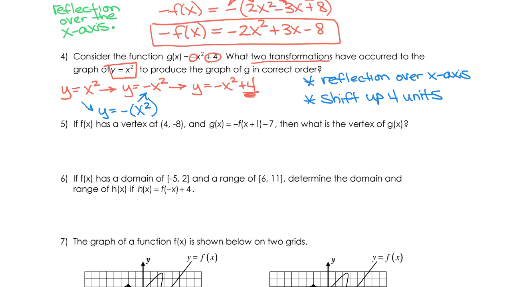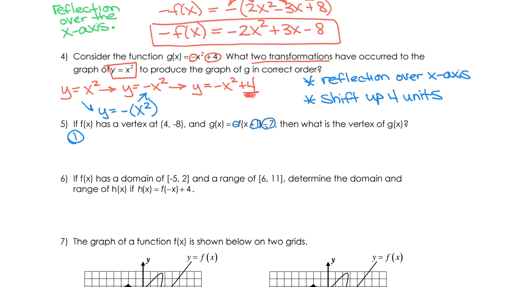So then number 5, it says if f of x has a vertex at (4, negative 8), and g of x equals, then what is the vertex of g of x? Ooh, okay, so we got a bunch going on in here. We have the negative, we have the plus 1, and we have the minus 7. Remember, anytime it's grouped with x, that has to be talked about first. So that's going to be our very first transformation we talk about.